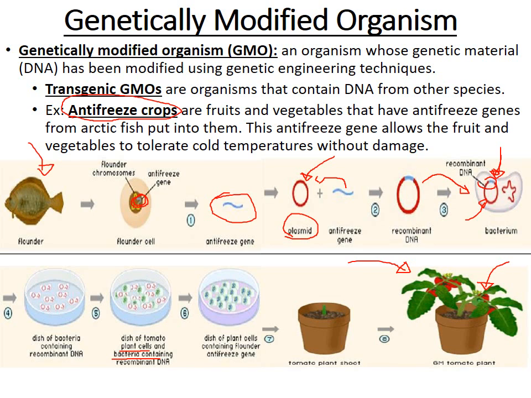So the idea is that we took a gene from one organism, the flounder, and then eventually put it into another organism, this tomato plant over here. So there's antifreeze tomatoes, antifreeze strawberries, and it's all because of that gene that was put into them.